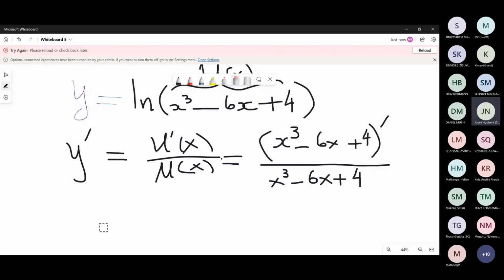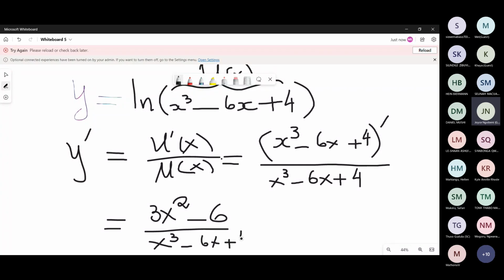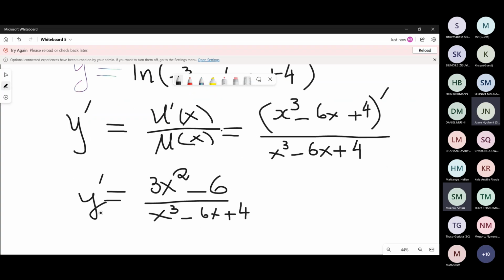Yes, it equals 3x squared minus 6, divided by the same thing, x power 3 minus 6x plus 4. Good. At least that is our derivative here. No more ln in this answer. Thank you. I think that's all we have for this activity on the page.